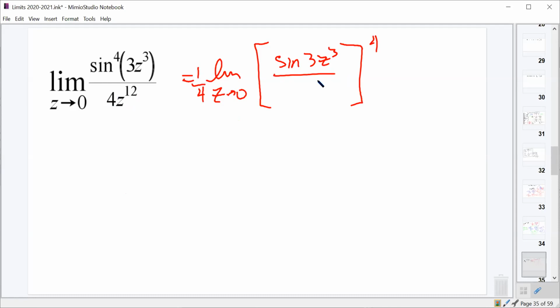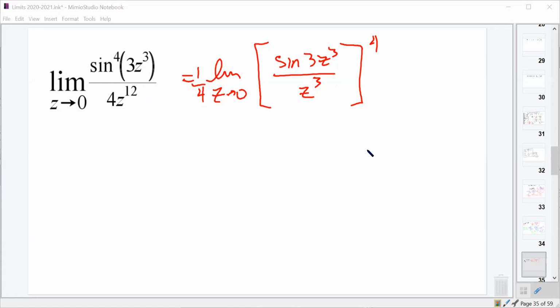So what does z to the 12th become if I've pulled a 4th power of that out and put it around everything? It just becomes z to the 3rd, right? Because z cubed to the 4th should be z to the 12th, and you multiply those exponents. Everybody good with that? Those first 2 steps we did there, pulling the 1/4 out and taking the 4th power in the numerator and the denominator and putting it around the whole fraction? Yeah. All right, cool. So we've got sine 3z cubed over z cubed.